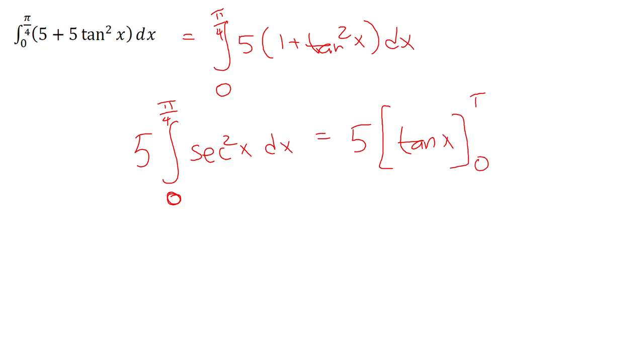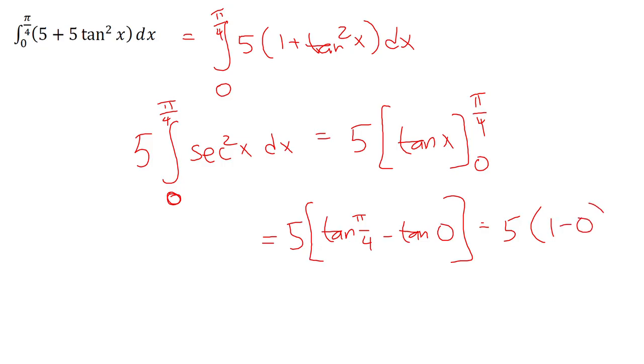and we'll evaluate from 0 to pi over 4. So this is 5 times the tangent of pi over 4 minus the tangent of 0. The tangent of pi over 4 is just 1. And the tangent of 0 is 0. And so we just have 5.